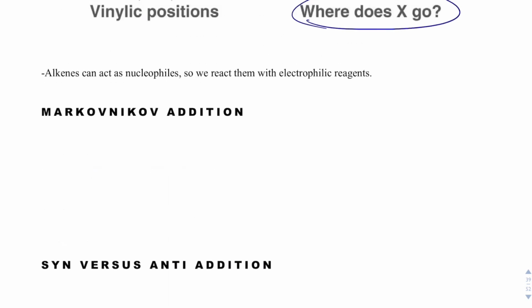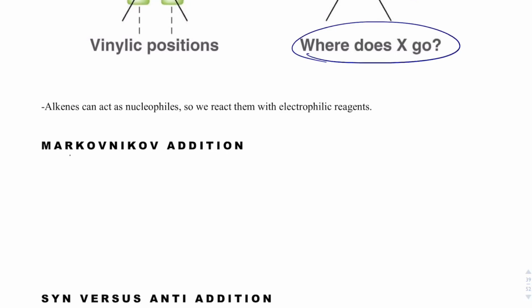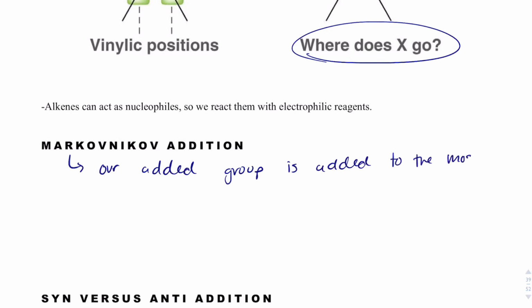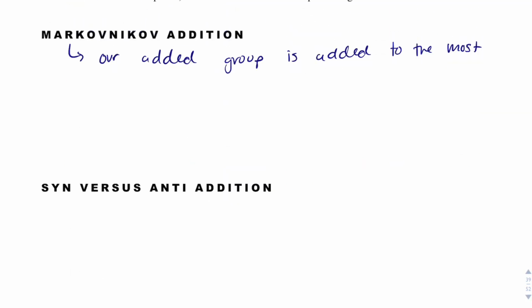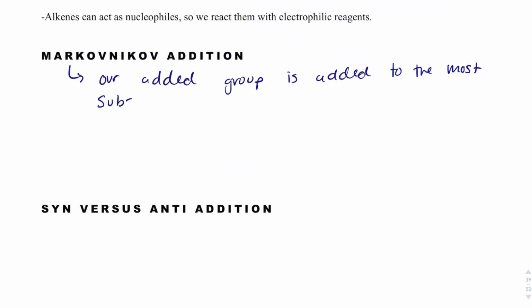So we have something called Markovnikov addition. And in Markovnikov addition, what we have is our added group is added to the most substituted carbon.